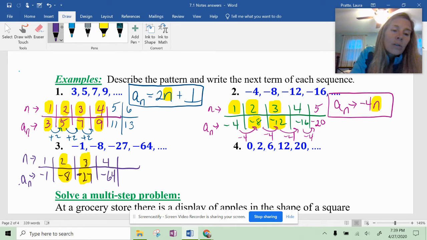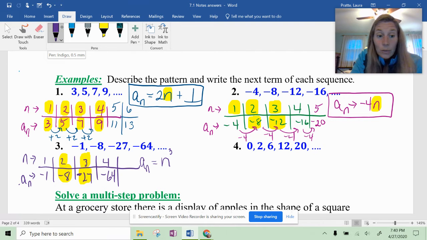So like what can you do to a 2 to get an 8? What can you do to a 3 to get to 27, right? So to me, and also you could look at the 4 and the 64, I'm noticing that these are all perfect cubes. So if I take my n value and I cube it, okay, so if I take 2 and I cube it, I get 8. If I take 3 and I cube it, I get 27. If I take 4 and I cube it, I get 64.